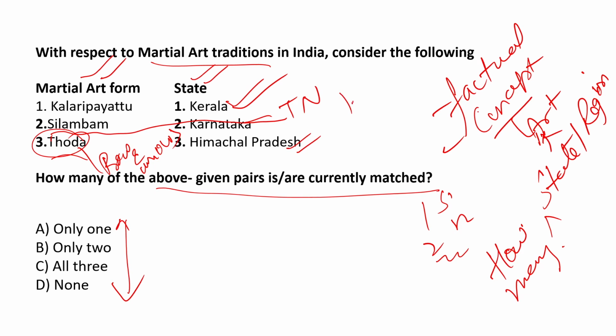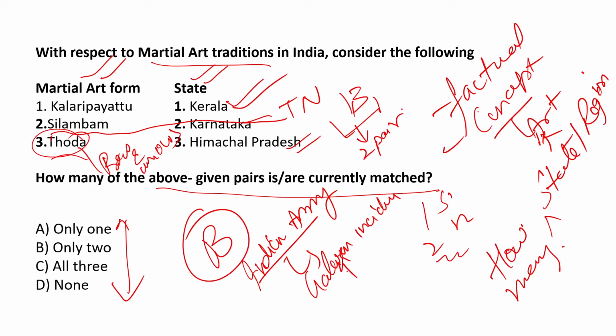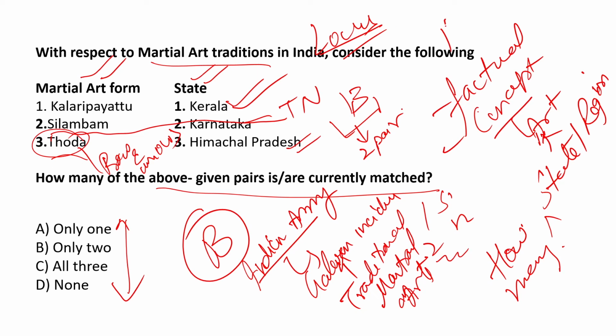So out of 1, 2, 3, we have the first and the third pair as correctly matched. That means we have 2 pairs which are correctly matched. Therefore, our answer to this question is option B. If you look at it, recently it was in the news that the Indian Army is providing training to troops in traditional martial arts post the Galwan incident. And therefore, this question becomes important. It's a classic example of how the question comes from locus and not focus. A tiny news item bringing the martial arts to the fore.